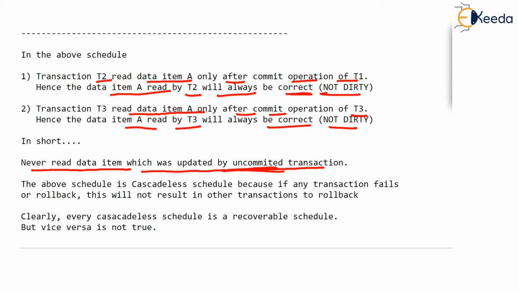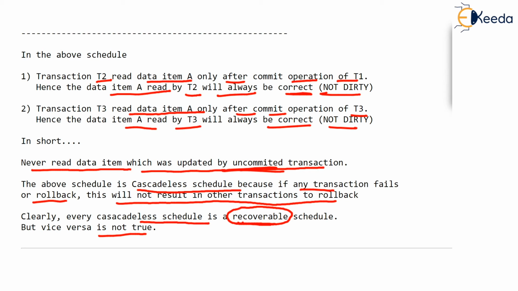The above schedule is cascadeless schedule because if any transaction fails or rolls back, this will not result in other transactions rolling back. Clearly, every cascadeless schedule is recoverable schedule. I'll come back to this point once we complete the topic. Trust me, I will revise what is recoverable schedule and what is the relation between recoverable schedule and cascadeless schedule. But remember, every cascadeless schedule is recoverable schedule, but vice versa is not true.